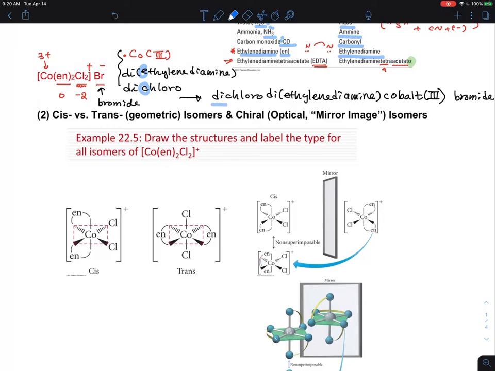Dichloro, two chlorines; en, diethylene diamine; and cobalt has a +3 charge, and the bromide is a bromine with a minus charge, and they form these complexes. The purpose of this is that by writing this name, you should be able to write this chemical structure right there.